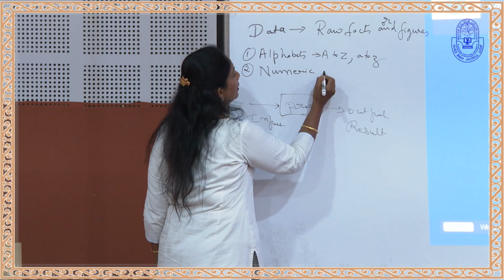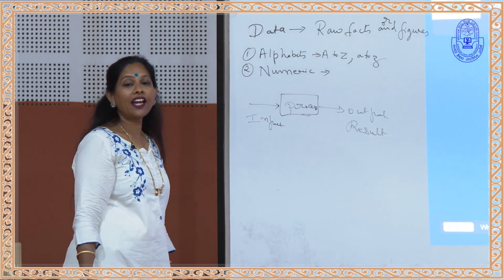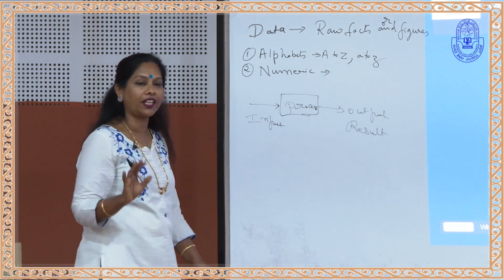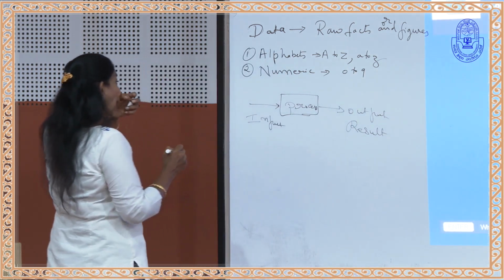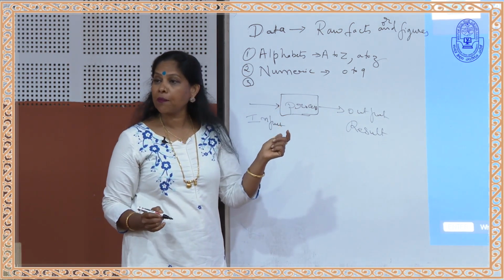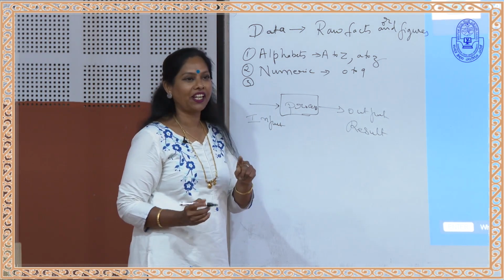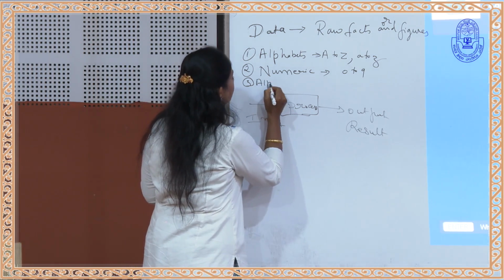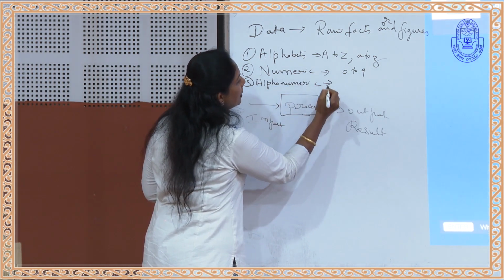What are the numbers? 0 to 9. It makes crores, millions, billions. So numbers are 0 to 9. The third one is a combination of alphabets and numbers. What do you call it? Very good. Alphanumeric. It is a combination of alphabets and numbers.